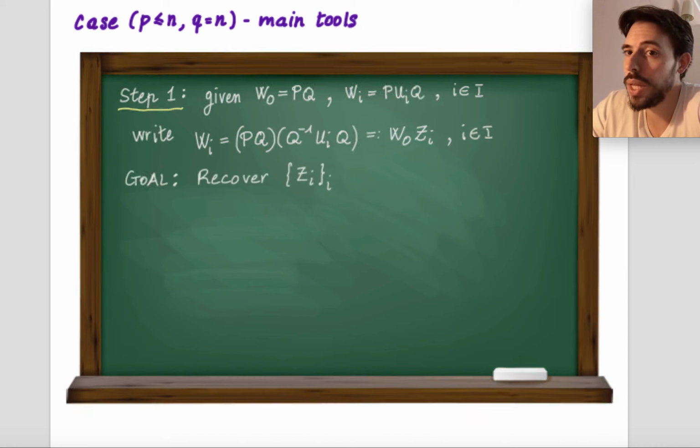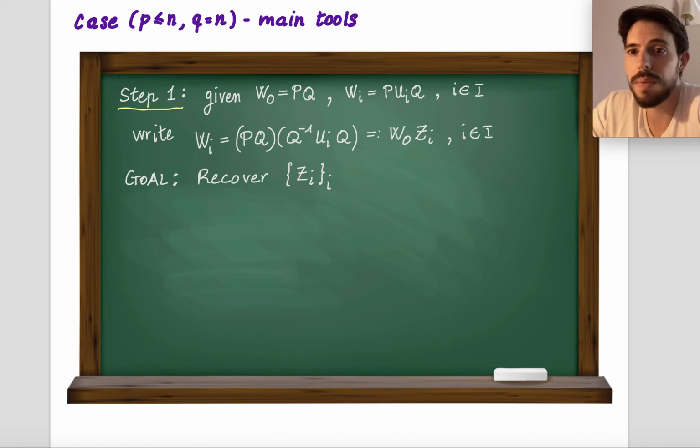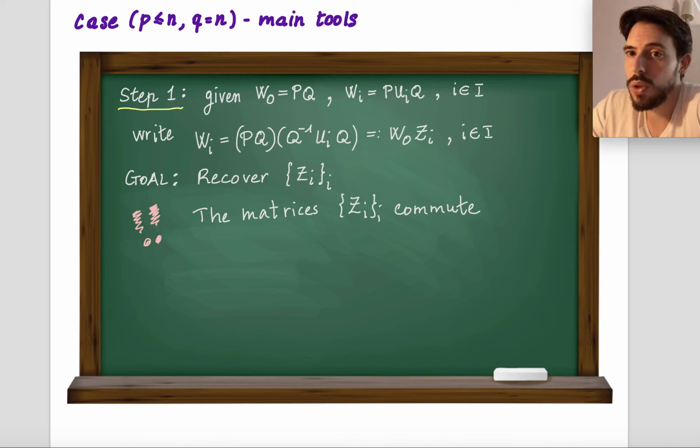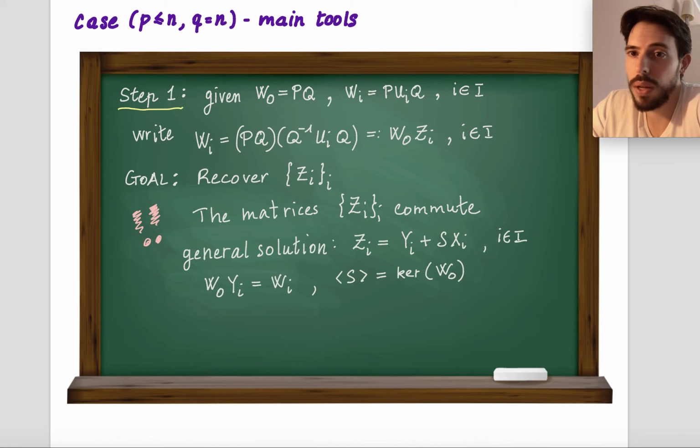And from this, it becomes clear that as soon as we reveal these matrices Zi, we reveal the diagonal entries of Ui upon simultaneous diagonalization. Now, a crucial property of these matrices Zi is that they commute, and this is a key ingredient in our algorithm. Note now that every solution Zi to the previous equation must be written in the following form. Here I am denoting by Yi a matrix which is a particular solution to that equation, and by S a matrix of which the columns generate the kernel of W0.